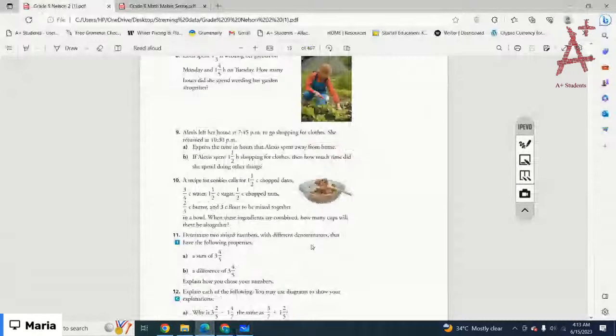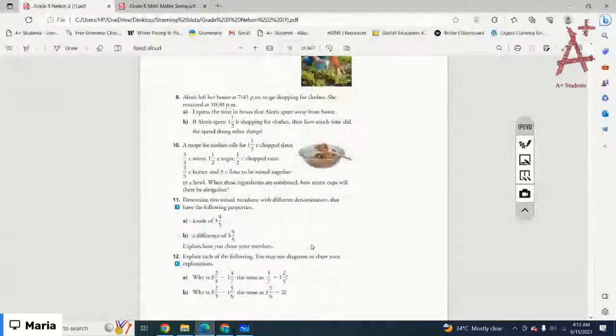Let's look at question number 11. Determine two mixed numbers with different denominators that have the following properties: a sum of 3 whole 4 over 5 and a difference of 3 whole 4 over 5. You have to find the two different numbers that have the sum 3 whole 4 by 5 and also the difference 3 whole 4 by 5. Got it?